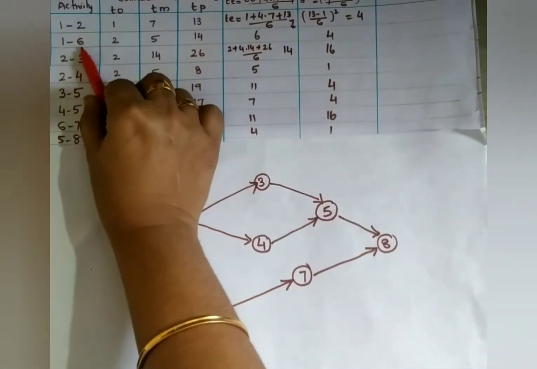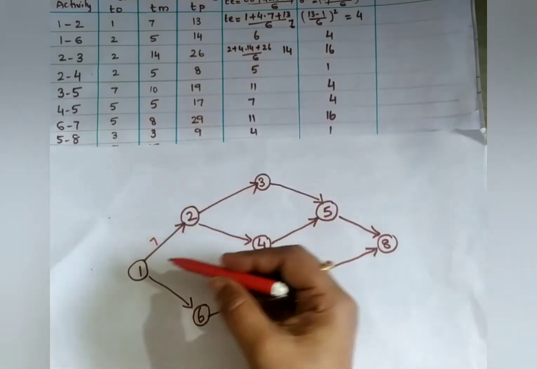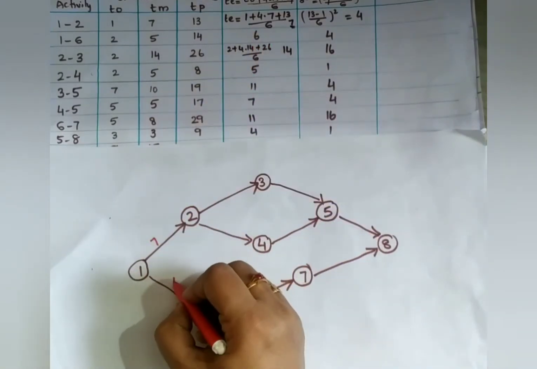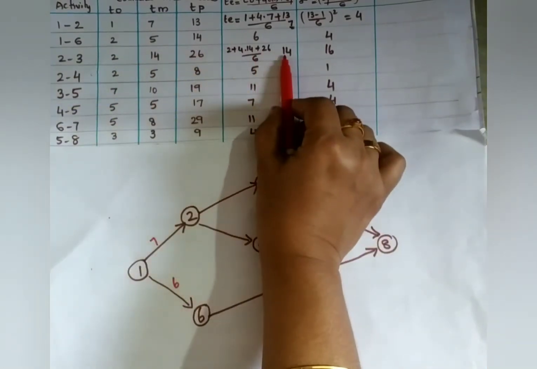Okay. Then 1 to 6. 1 to 6, what is the answer? What is the time TE? It is 6. So 1 to 6, time is 6. Okay. Next, 2 to 3. 2 to 3 is 14.